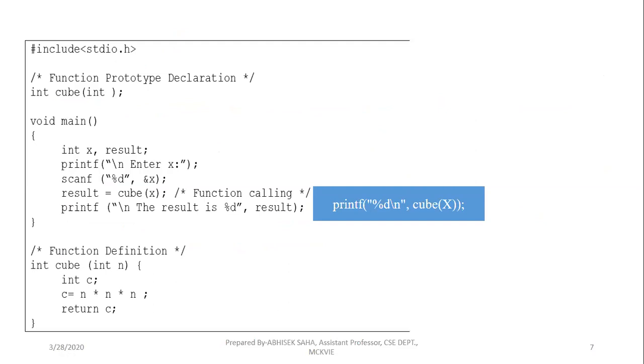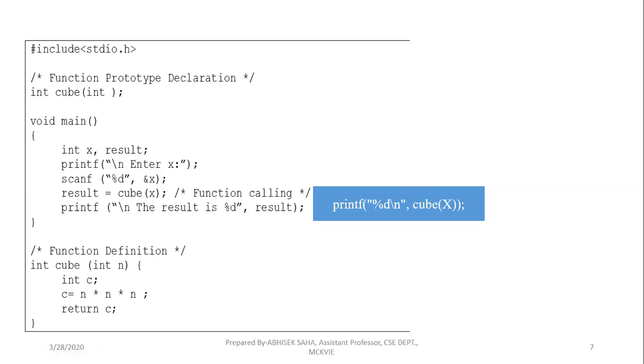First line is int cube(int). What is the meaning of this line? This is nothing but the prototype declaration, or rather function declaration. And what is the meaning of the next line? You are trying to define a function. The name of the function is cube, which is taking a parameter of data type integer, and after execution of this function, it will return back a value.